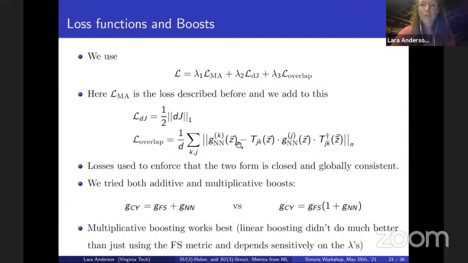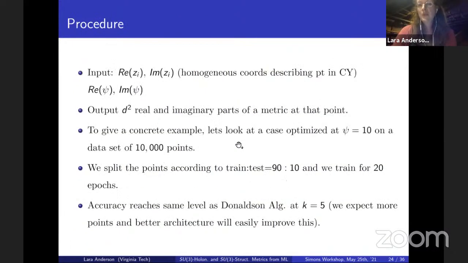So the procedure in this direct learning experiment is that the input will be the real and imaginary parts of the homogeneous coordinates describing a point in the algebraic Calabi-Yau, and also the complex structure, real and imaginary parts of psi. The output are the components of the metric itself at that point. So d squared real and imaginary parts of the metric at that point.